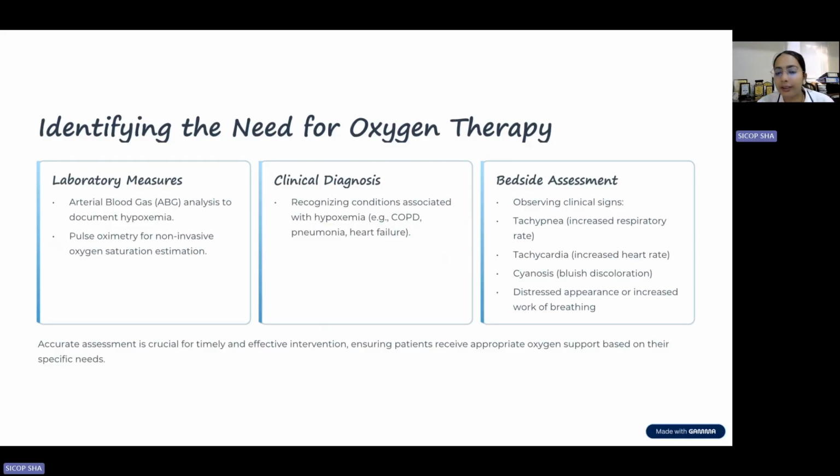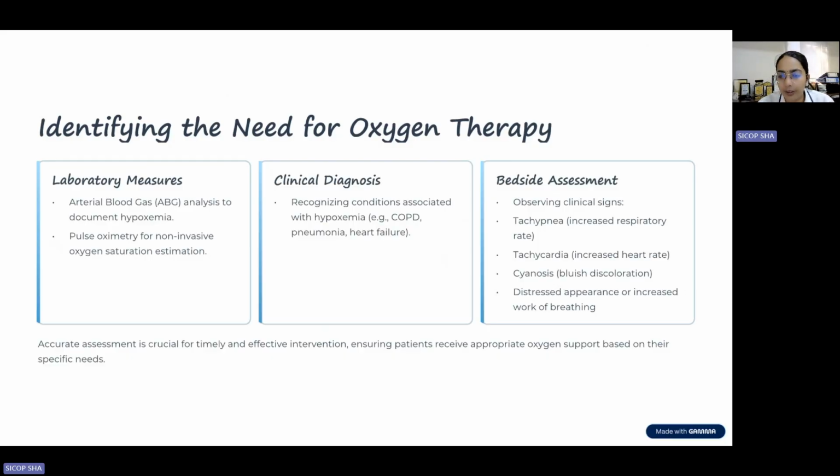Why do we need to take into account the clinical diagnosis? For example, let's consider COPD. If the patient has hypoxic drive, then in that scenario, we need to be very cautious with respect to the oxygen that we are providing. The saturation in those cases need not exceed 90 or 92. Then we talk about bedside assessment.